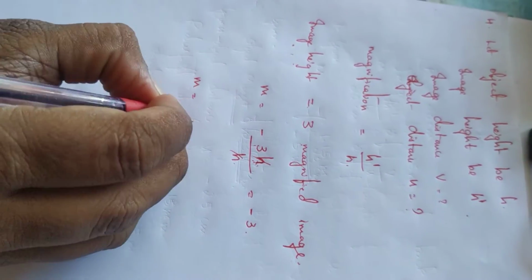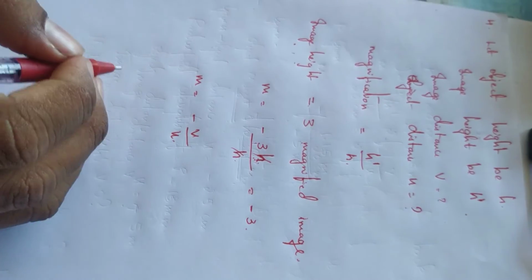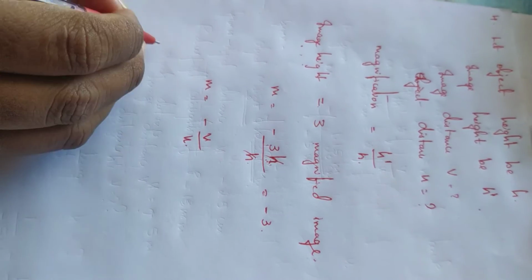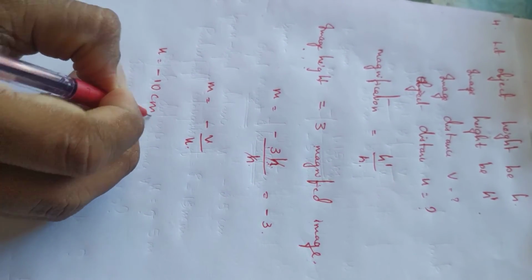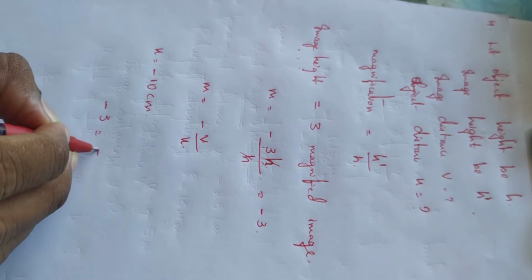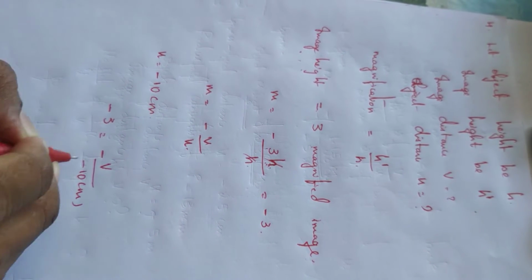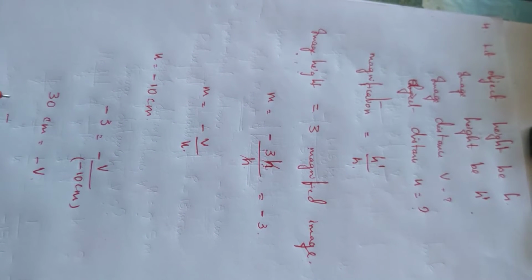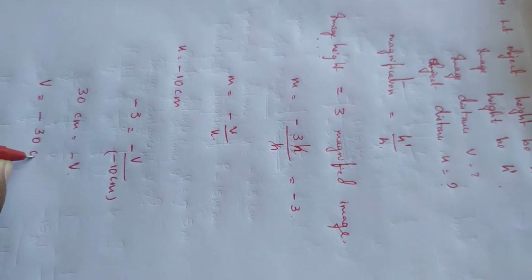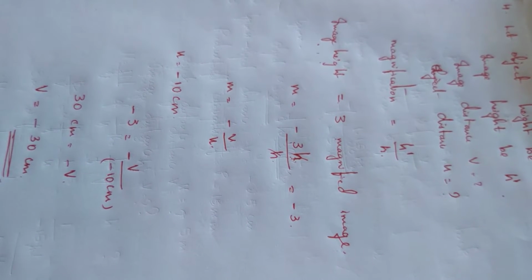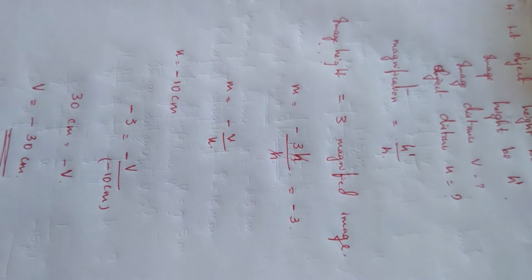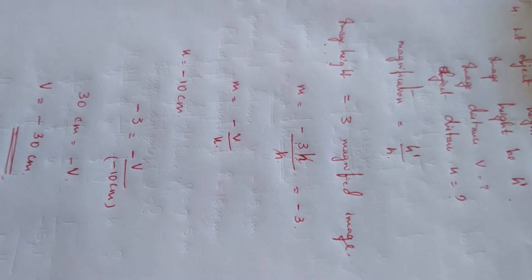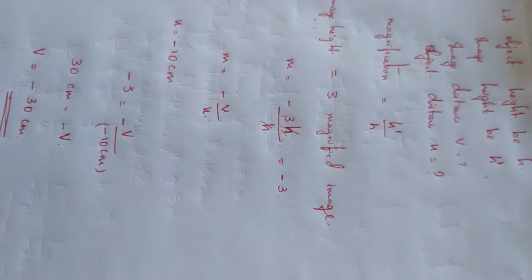We also know m is given as minus v by u. u is given because the object is placed at 10 centimeter, so u is minus 10 centimeter. We know m is minus 3, so minus 3 is equal to minus v by minus 10 centimeter, right? So this becomes 30 centimeter, which is minus v, or v is equal to minus 30 centimeter. So where is the image located? It is located 30 centimeter in front of the concave mirror. This is it.